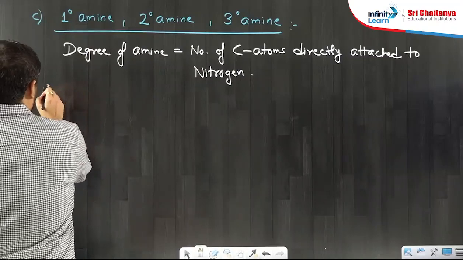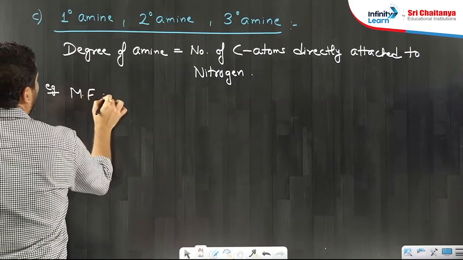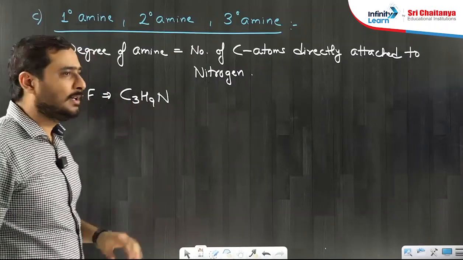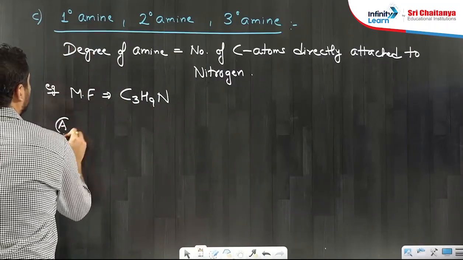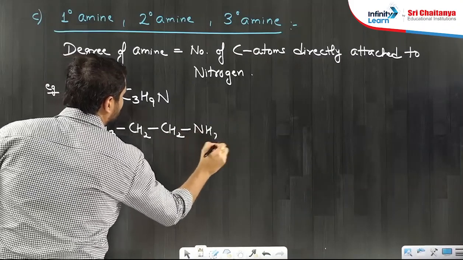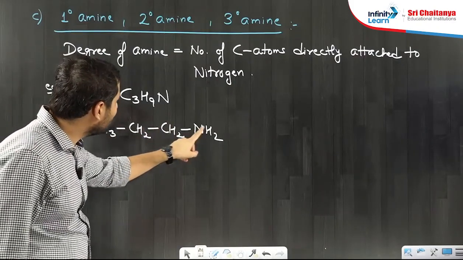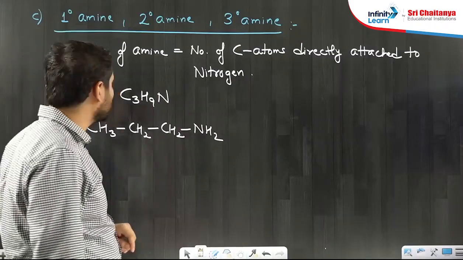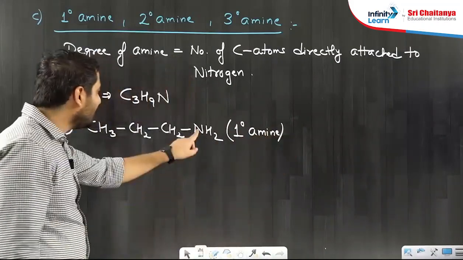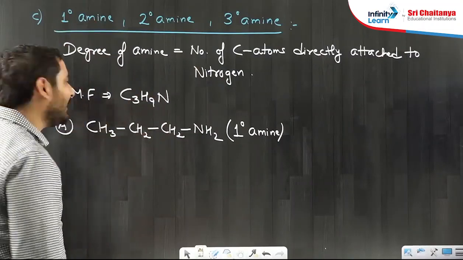So if we take an example, first I will write the molecular formula. For which molecular formula do we have to write? C3H9N. So if we start with primary amine, the first structure I am writing is CH3, CH2, CH2, NH2. Now if you check here, how many carbon atoms are present? 3. Hydrogen: 3 plus 2, 5, 5 plus 2, 7, 7 plus 2, 9, and how many nitrogen? Only 1 nitrogen is present. So which type of amine is it? Primary amine, because nitrogen is attached with 2 hydrogen and 1 carbon. So it is attached with 1 carbon, so the degree of amine is 1. So it is a primary amine, that is a 1 degree amine.